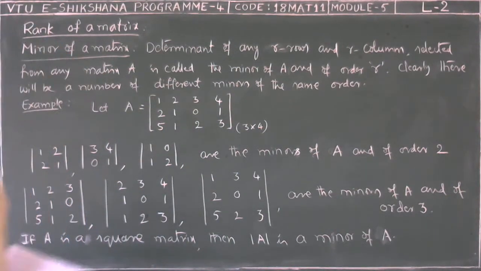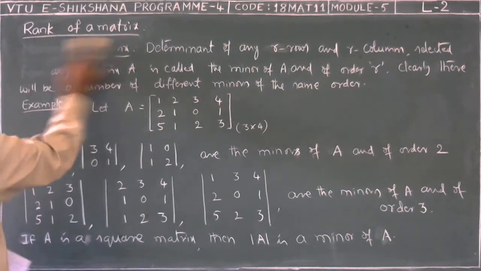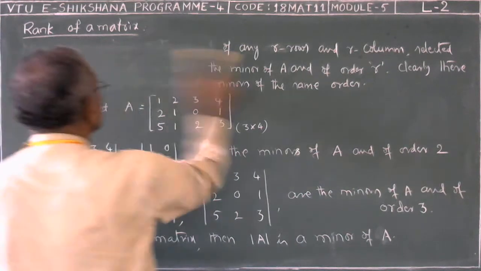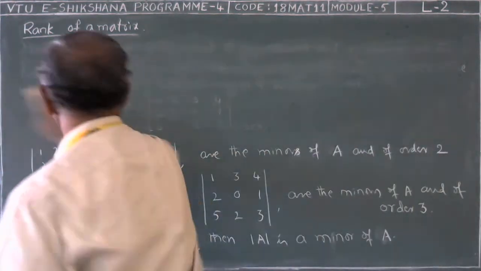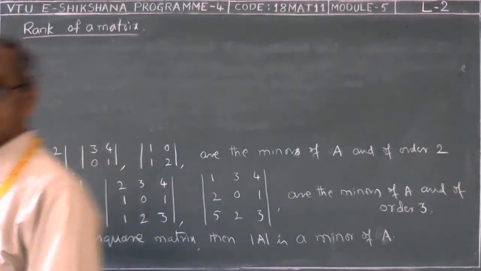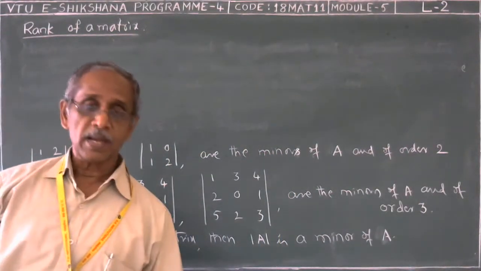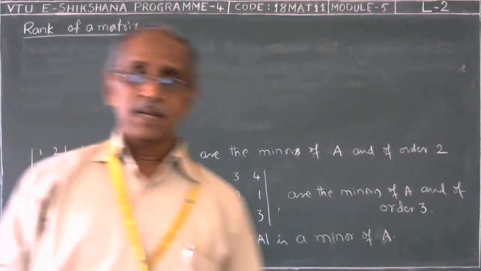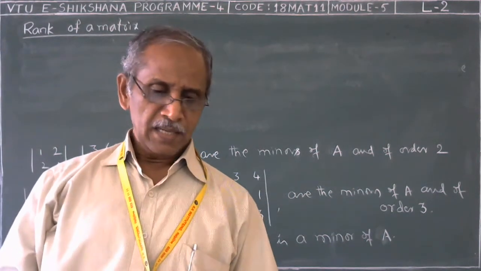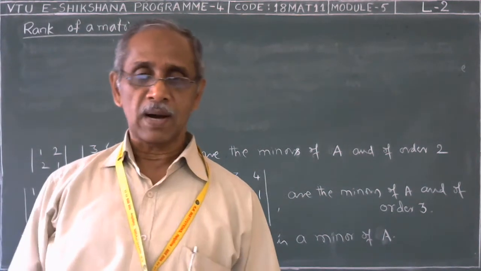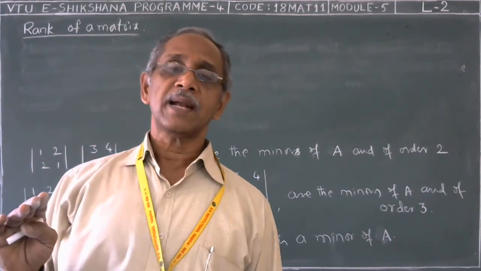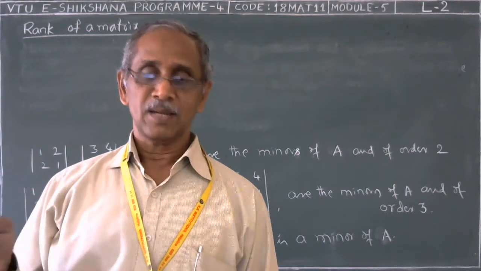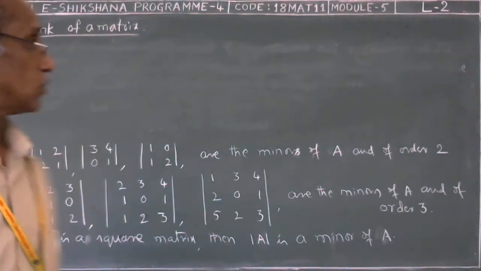Now let me define rank of a matrix using minors. Rank of a matrix is defined like this. A matrix A is said to be of rank R if it has at least one non-zero minor of order R and all minors of order greater than R vanish. That means they become zero; the value turns out to be zero.